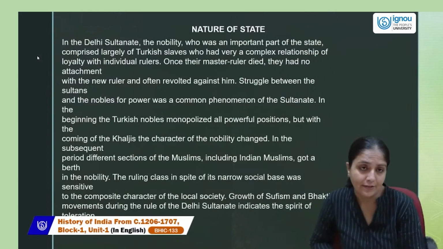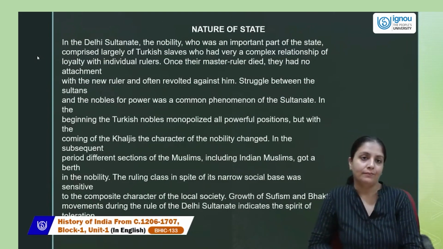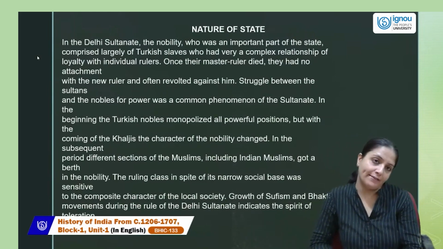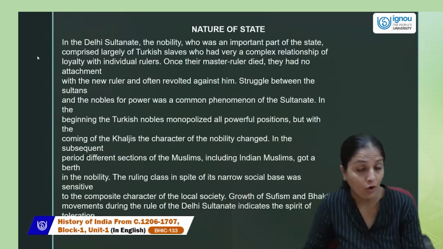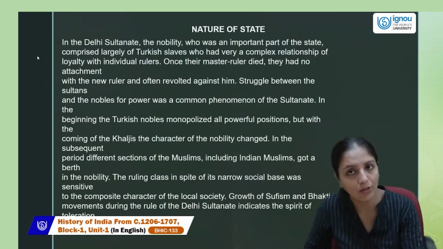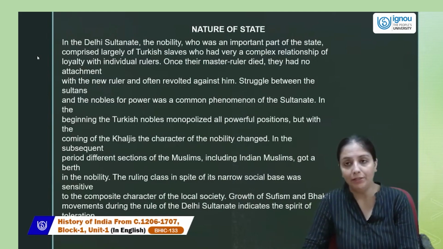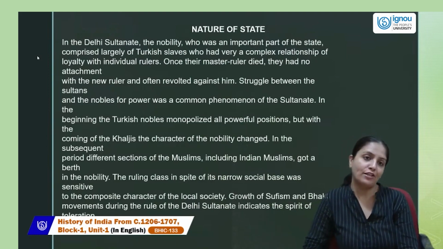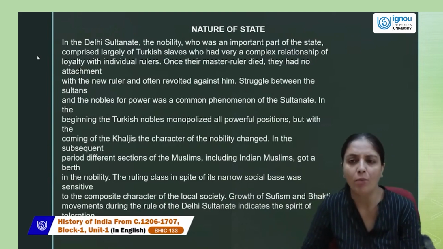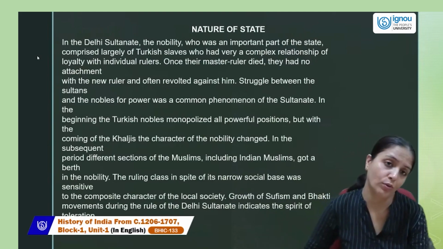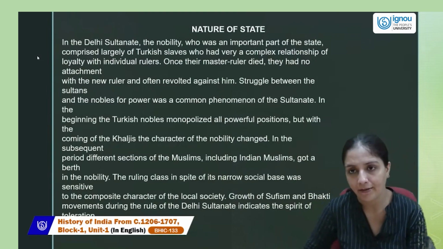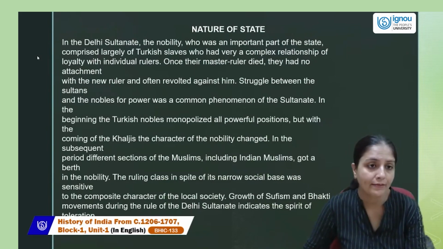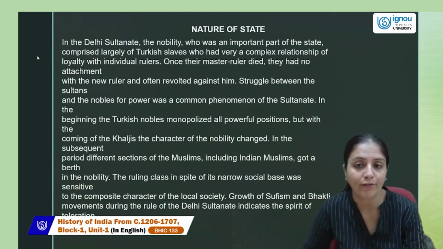Next, the nature of the state. How did they establish their state after conquering so many states? In the Delhi Sultanate, the nobility was an important part of the state, as the Mughals also adopted that. Nobility, the Mantri Parishad, was an important part of the state, comprised largely of Turkish slaves who had a very complex relationship of loyalty with individual rulers. Once their master ruler died, they had no attachment with the new ruler and often revolted against him. The struggle between the sultans and the nobles for power was a common phenomenon.